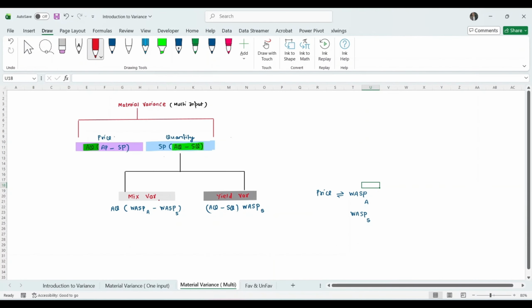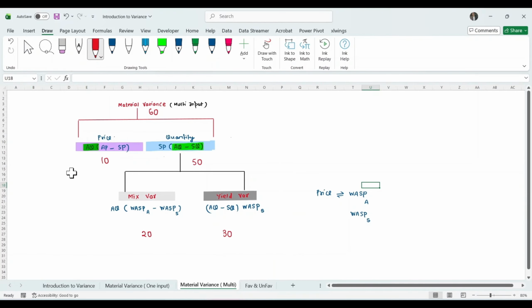Suppose this mix variance is 20, just a number, and this yield variance is 30. Then we have to add these two to get the quantity variance. So quantity variance will be 50. And if the quantity variance is 50 and the price variance is 10, then we have to add them: 50 plus 10, total material variance will be equal to 60. That's the thing we need to understand.